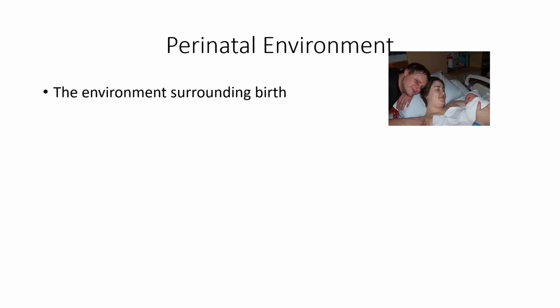Let's transition now into the perinatal environment. The perinatal environment is the environment surrounding birth. So it's the environment that basically starts when contractions start and ends at the end of birth. So one of the things to be aware of is modern day birthing practices.